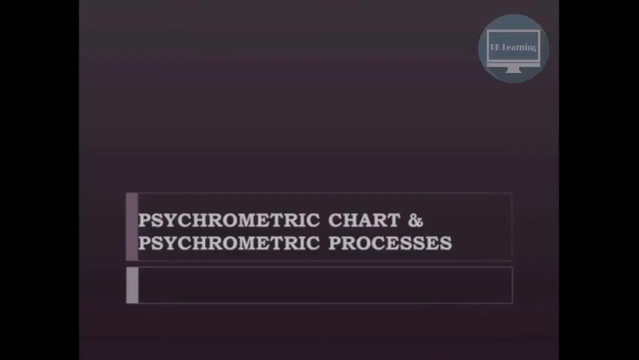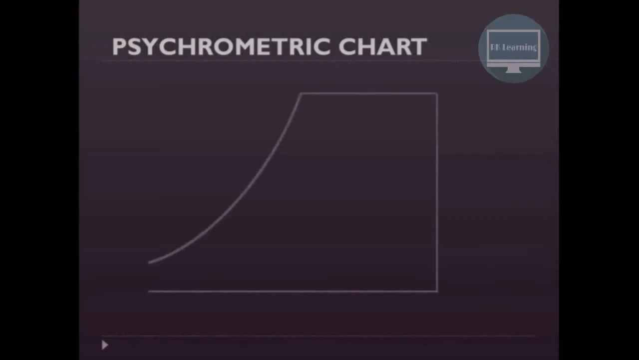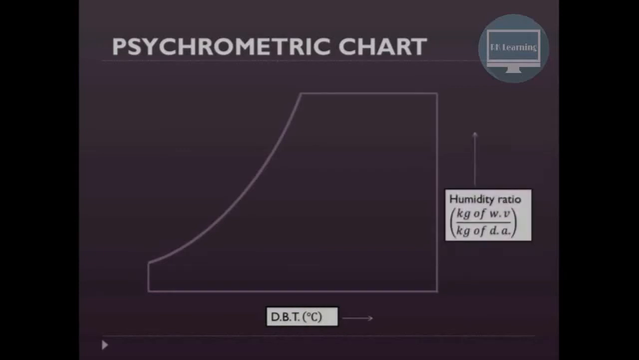In this video, we'll try to understand how to use the psychrometric chart and how to interpret the various psychrometric processes. So this is the demonstration of the psychrometric chart. Variable temperature is taken on the x-axis and specific humidity or humidity ratio, which is expressed in terms of kg of water vapor per kg of dry air, is taken on the y-axis.